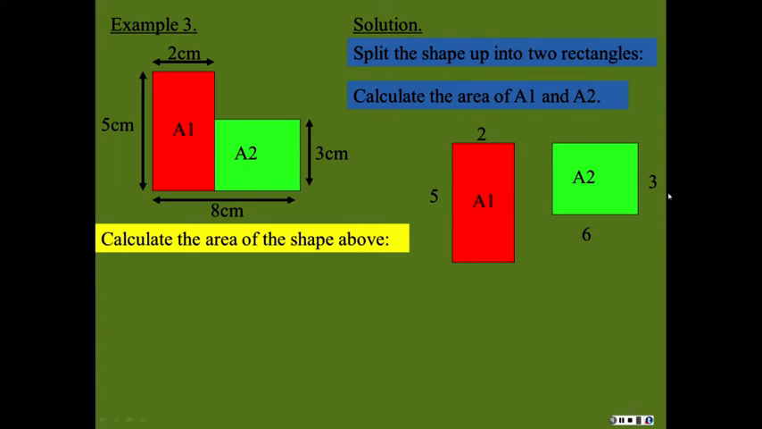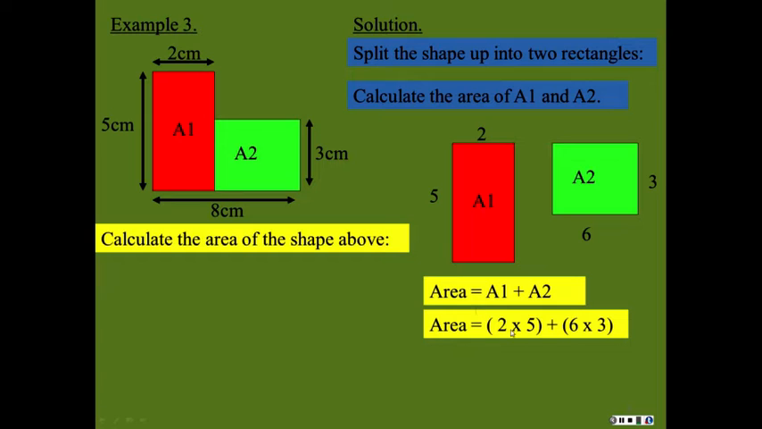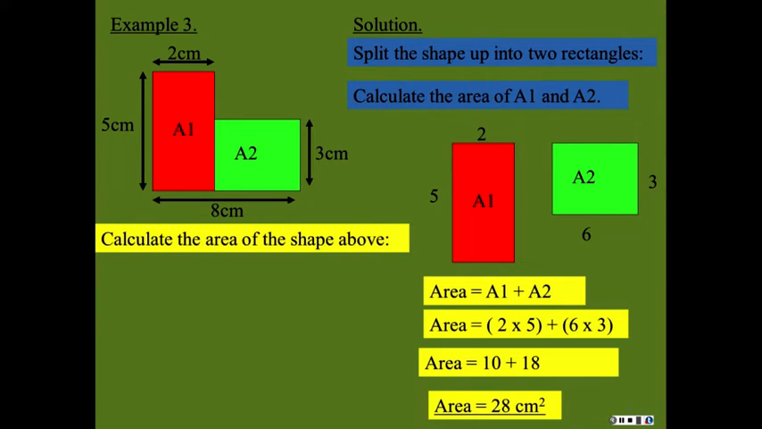What's 6 times 3? So we're going to say 2 times 5, which is 10, plus 6 times 3, which is 18. We total those together, and what's the entire area of this L shape? It'll be 28 centimeters squared. Don't forget your units. 28 centimeters squared. So let's review this strategy for L shapes.